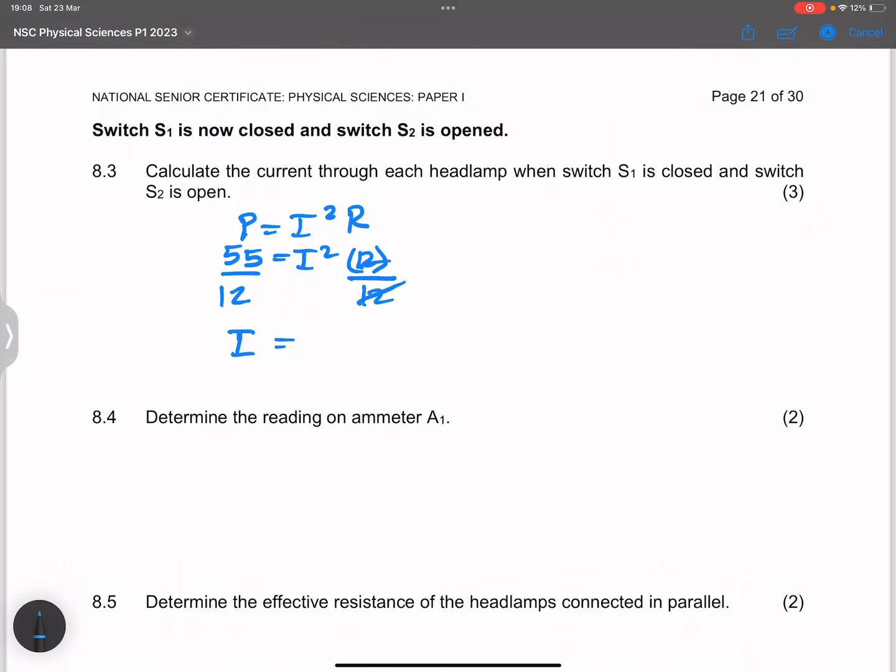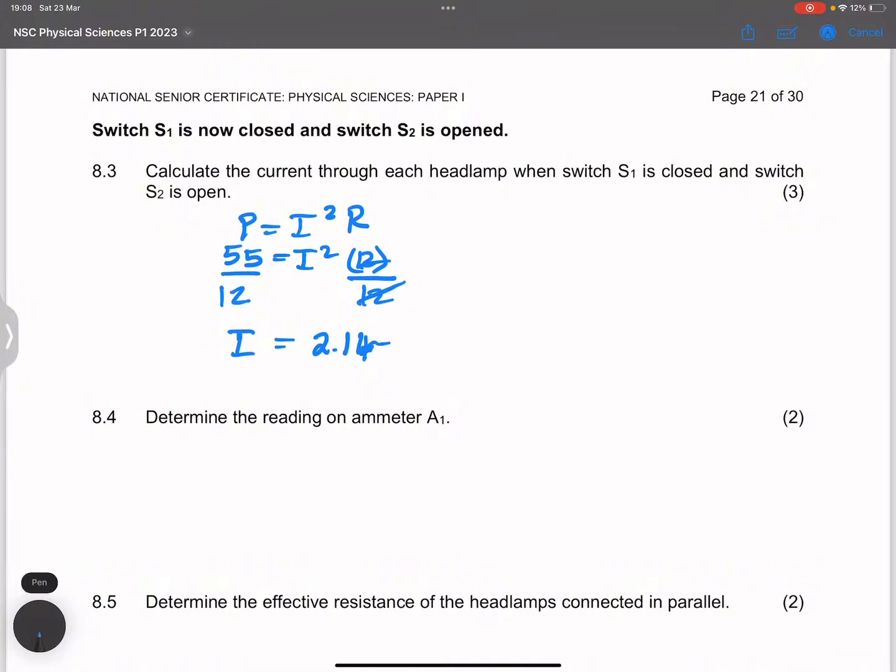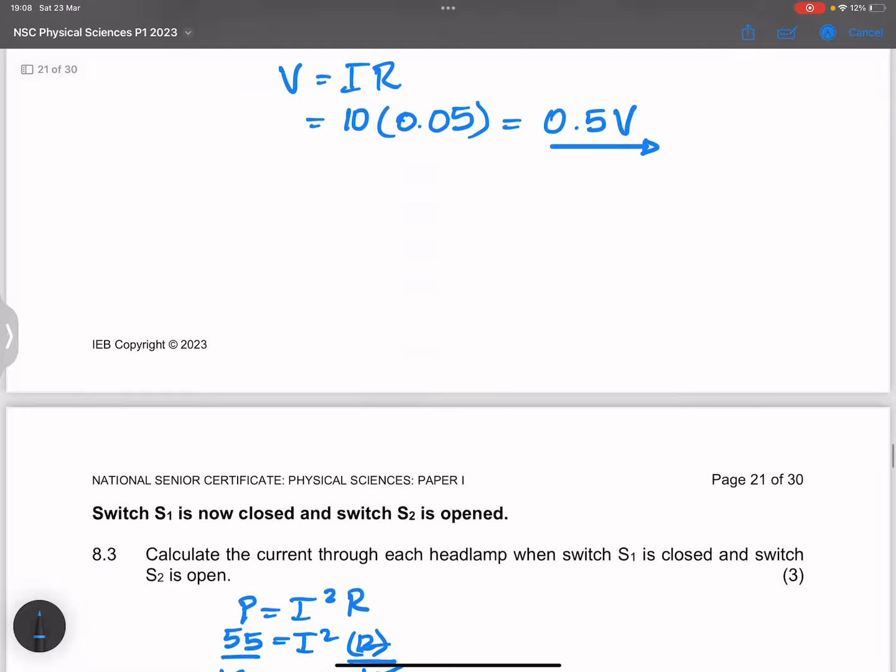So I will say 55 divided by 12, and I will take the square root of that to get our answer. Okay, I get 2.14, so that's 2.14 amperes. But of course, if they asked you to round that off to one decimal, that would be 2.1. They say determine the reading on A1, right?